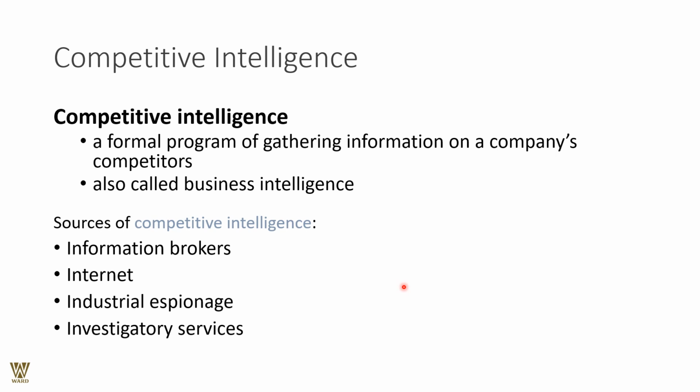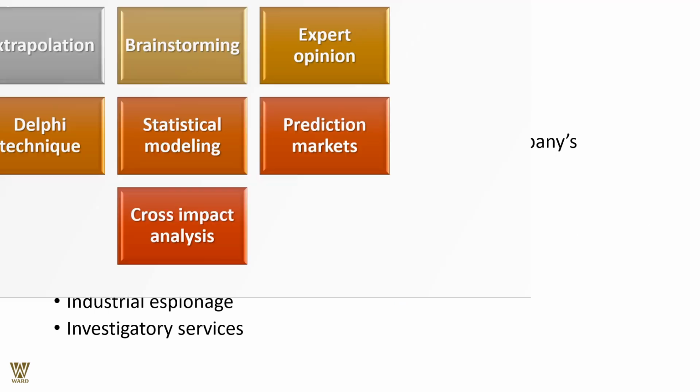Competitive intelligence is a formal program of gathering information on a company's competitors, also called business intelligence. Sources of competitive intelligence are information brokers, the internet, industry espionage, investigatory services, things like that, as with the passage of time that we have been talking about here.